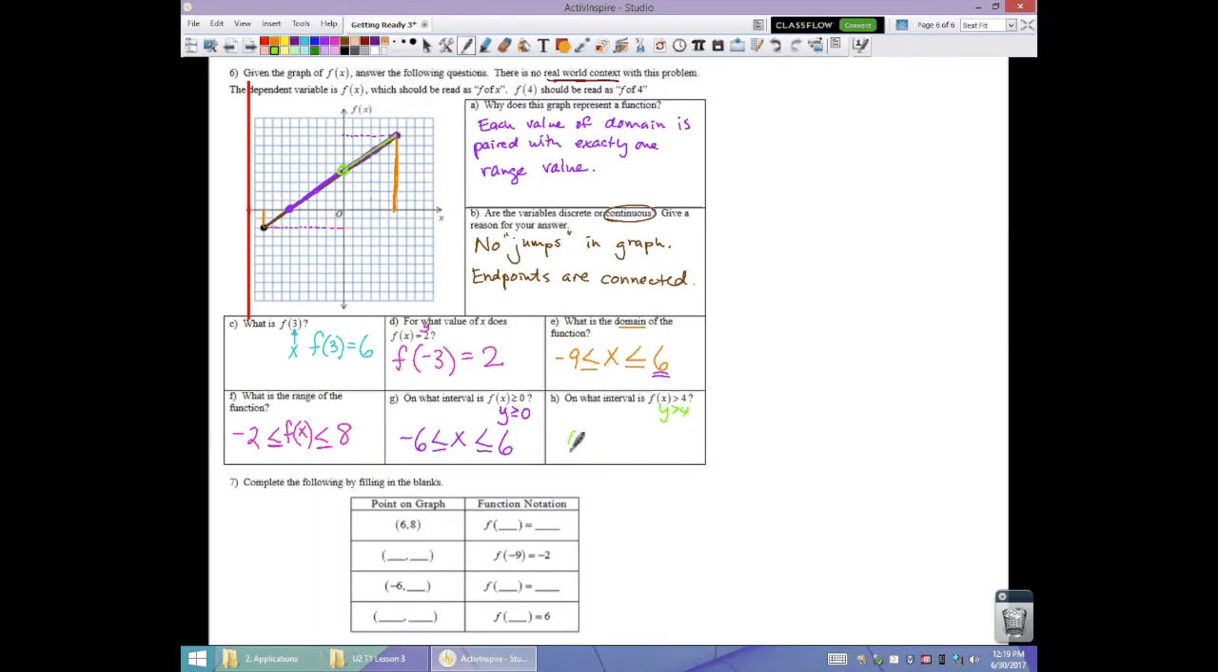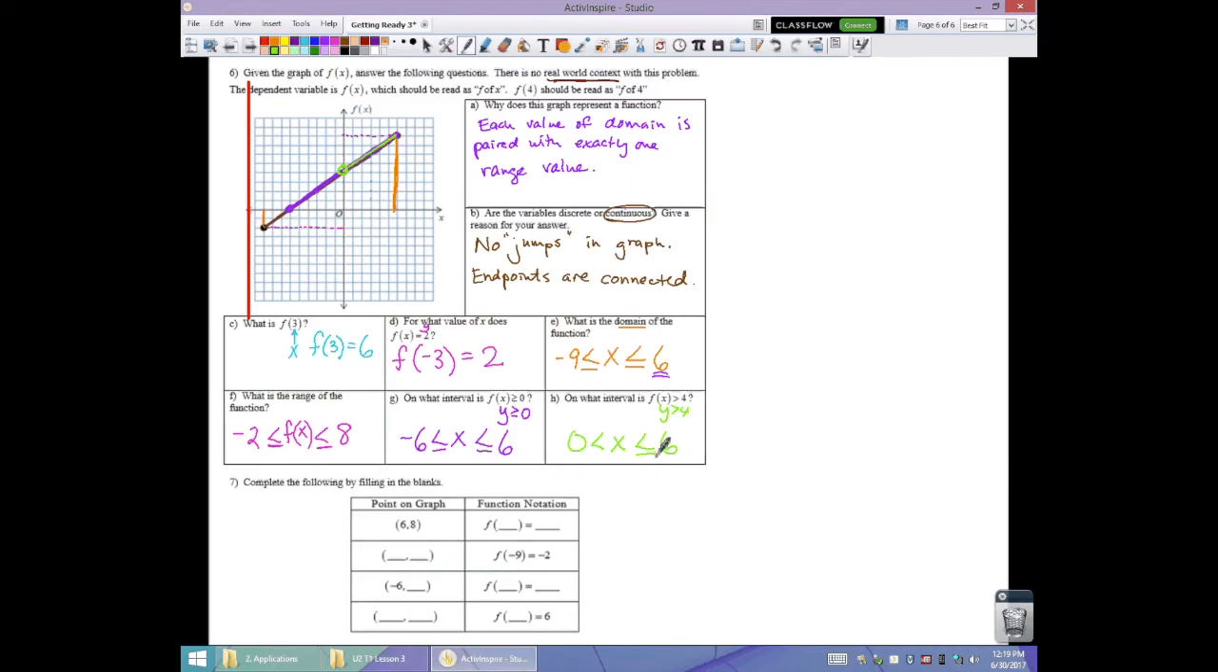So that interval goes from 0 to the end of the graph at 6, but we do not include the 0 because when x is 0, the value is not greater than 4. When I get to 6, is it greater than 4? Yes, so I include the 6.